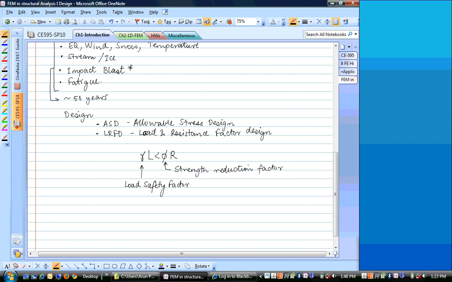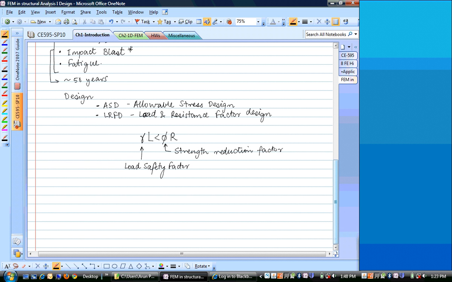So let's try to do this for a simple, let's say a simple beam bridge or a truss bridge. So let's choose this beam bridge or this truss bridge.